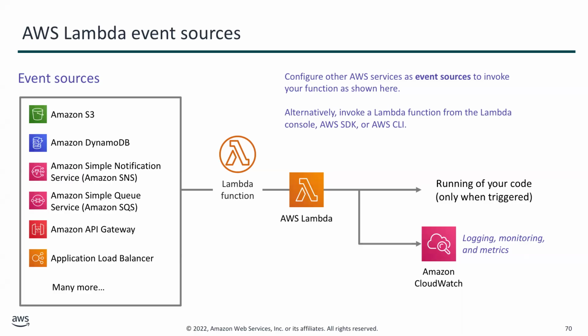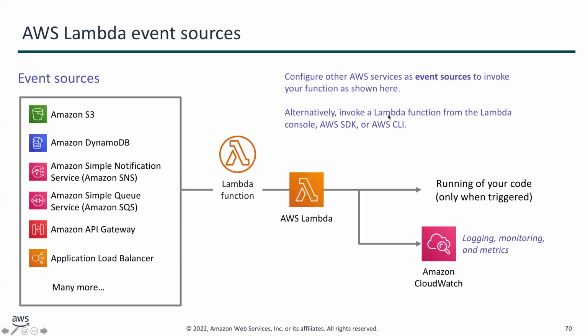AWS has already installed all the runtime environments and everything. We just have to choose, right? So these are the event sources based on AWS services, which can create any event which can trigger AWS Lambda. This AWS Lambda service will run this Lambda function and the code. CloudWatch here logs and monitors all the executions of this Lambda function.